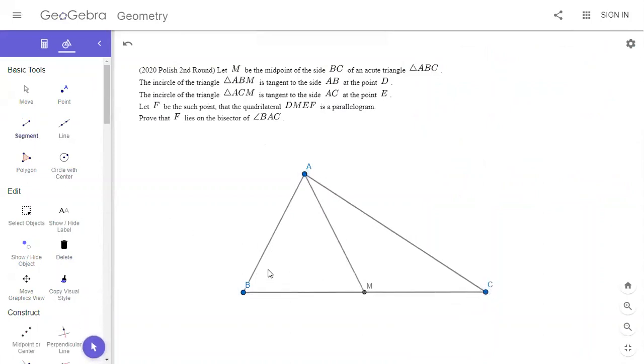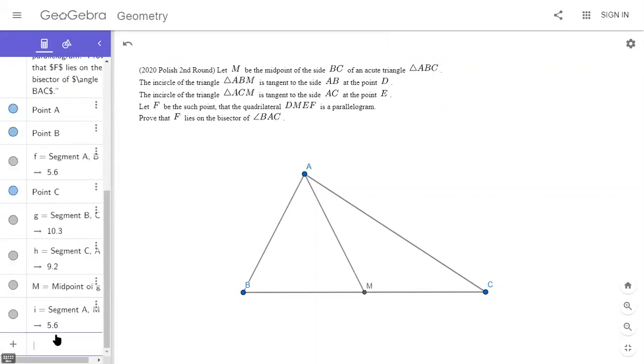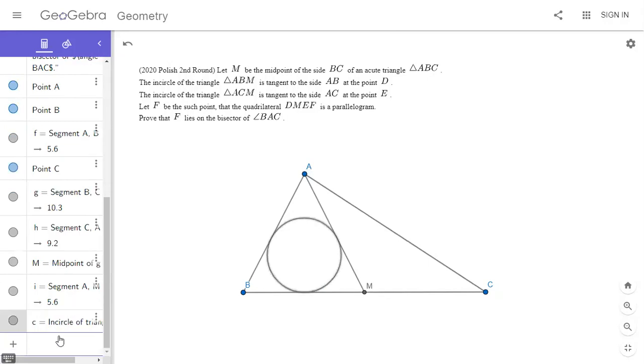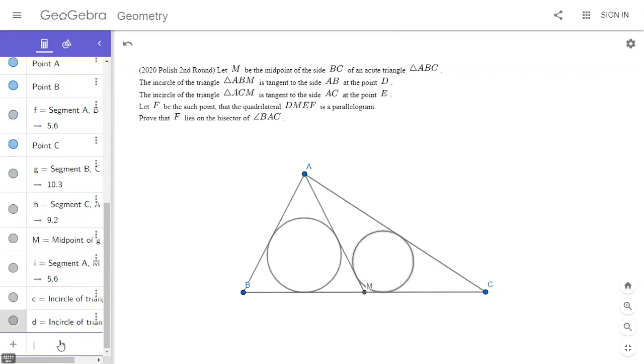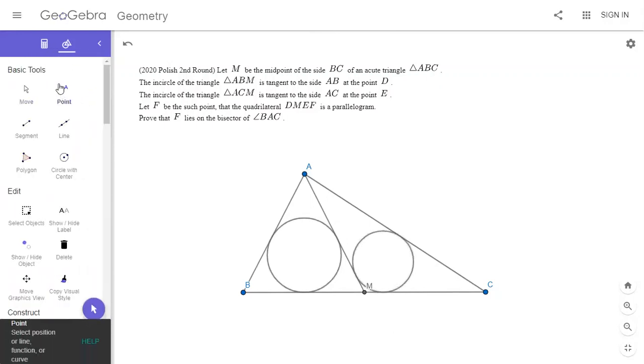So we draw the incircles of ABM and ACM. And we draw the points of tangency. So D and E are the two points of tangency with BC. And then, wait a sec. Oh no, AB and AC, sorry. And then we draw the point such that DMEF is a parallelogram.